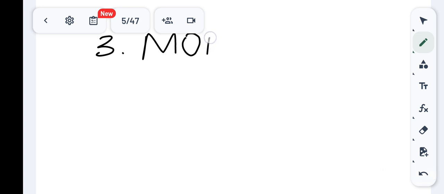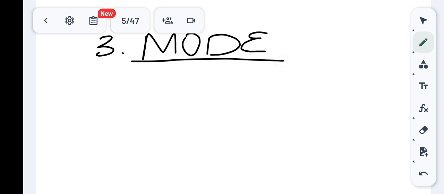Okay, what is mode? Mode is the value or the number that appears the most in a given data set. So this one is very, very simple. You will see in the data, ungrouped data, there is always a value or a number that appears the most, and that number that appears the most should be the mode.